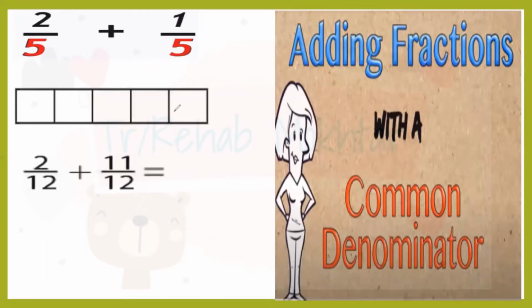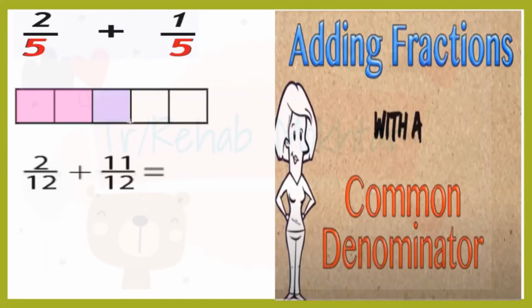Here we have a fraction strip. How many parts in all? We have 1, 2, 3, 4, 5. I want to add 2 out of 5 plus 1 out of 5 by using the fraction strip. The first step, I will show 2 out of 5 on the fraction strip. Here we shaded 2 parts out of 5. Now I want to add one more part, 1 out of 5. So I will shade another part.